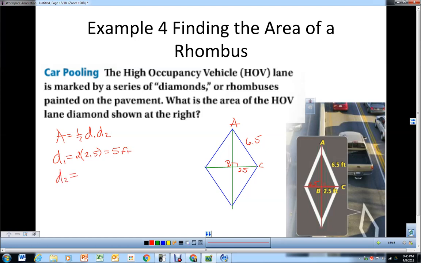Diagonal 2, we don't have any part of it, so we have to find it. Now, this is 2.5 here, and therefore we have a right triangle. We have two sides of a right triangle, so we're going to use Pythagorean theorem to find our third. So we'll call this x here, which means this distance down here is also x. So we get x squared plus 2.5 squared is equal to our hypotenuse squared, which is 6.5 squared. Now, 2.5 squared is going to be 6.25, so we have x squared plus 6.25. 6.5 squared is going to be 42.25.